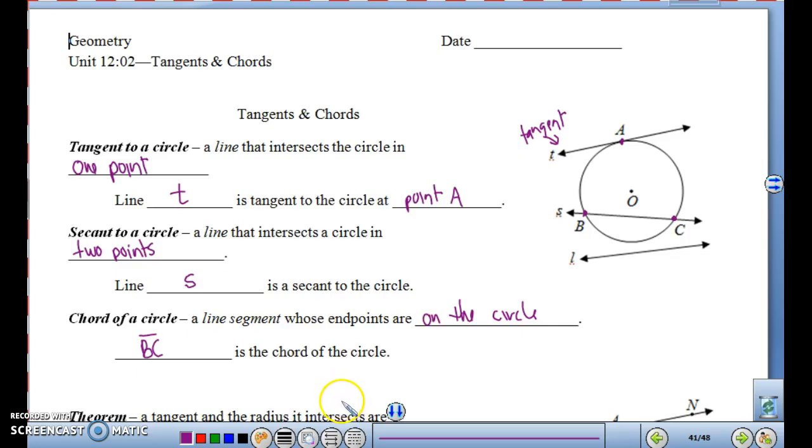So you can see on here that the tangent and the secant go through the circle, and the chord is created by 2 points on the circle and is a line segment. Notice that line L right here is not on the circle at all. So that one is not a tangent or a secant, or a chord for that matter.